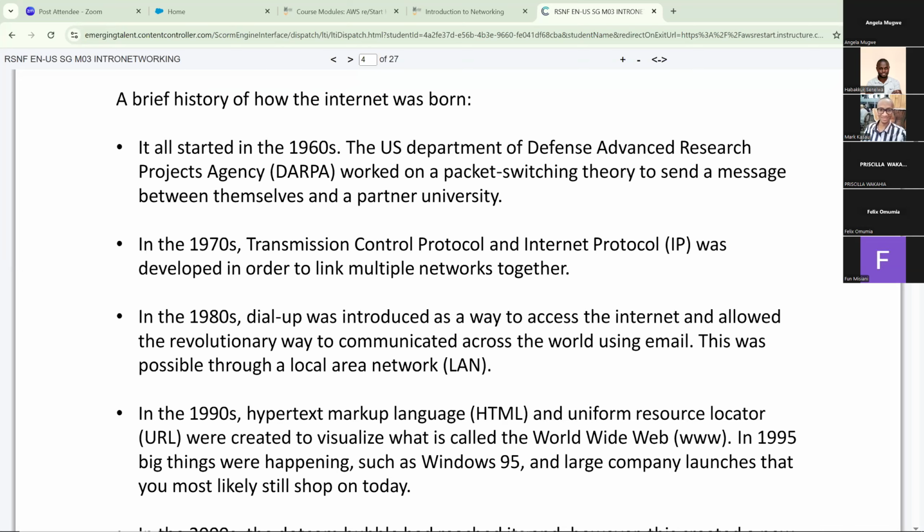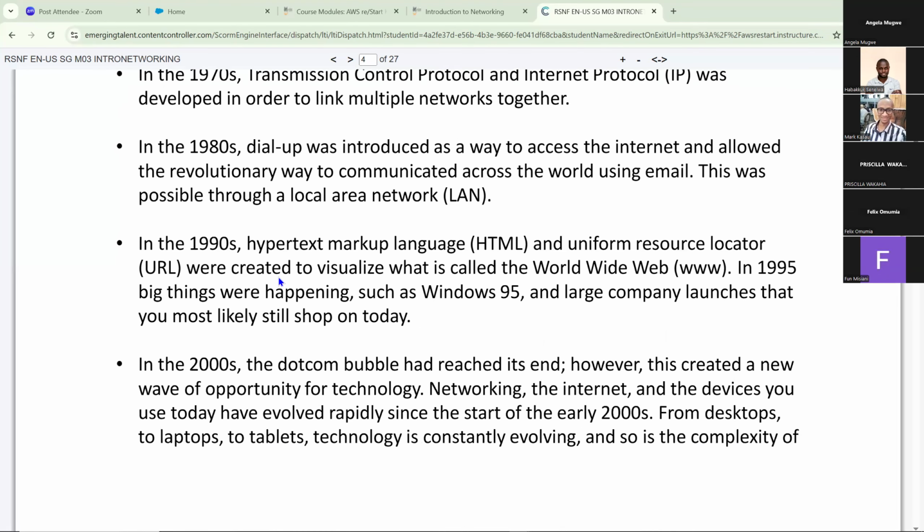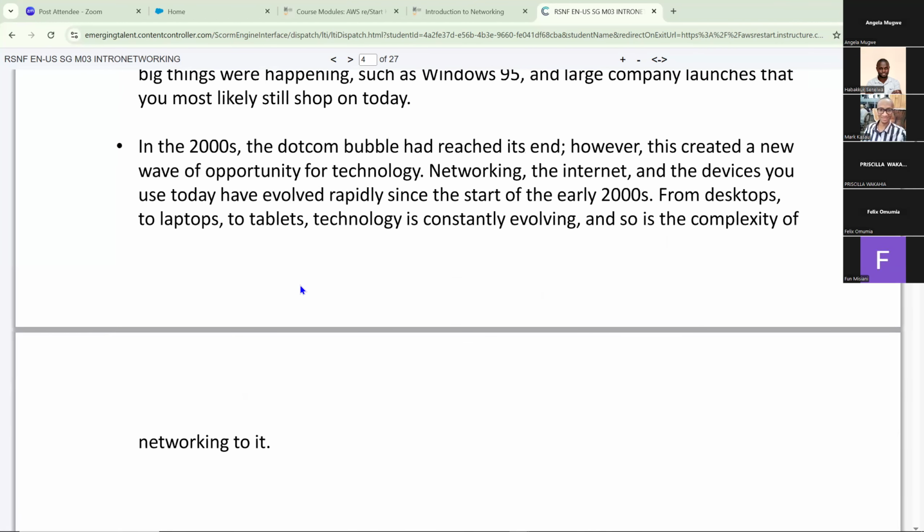And then in 1995, big things were happening, such as Windows 95 and large company launches that you most likely still shop on today. Yes. Big companies such as the likes of Amazon.com. Those were the times that they were coming up. And Amazon.com started as a bookshop. It was an online book retailer. They were selling books online, before it became what we know it as today, that giant e-commerce site.